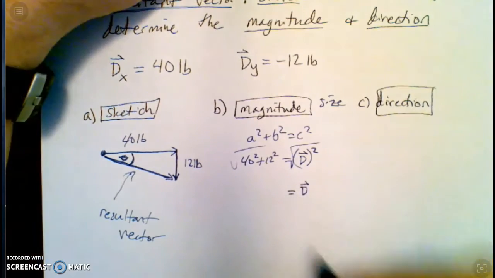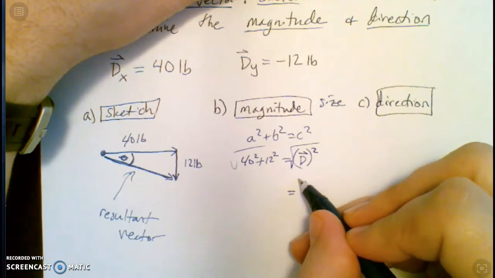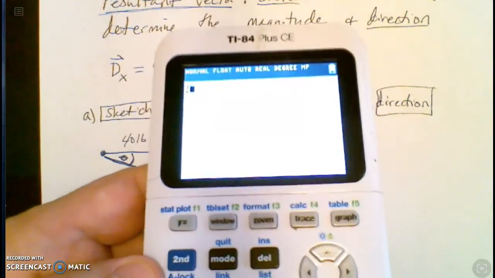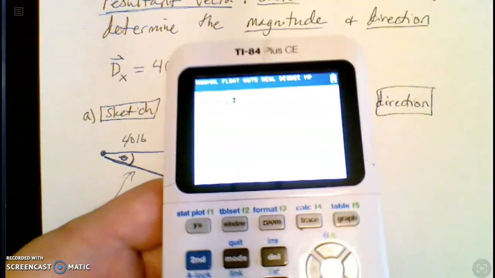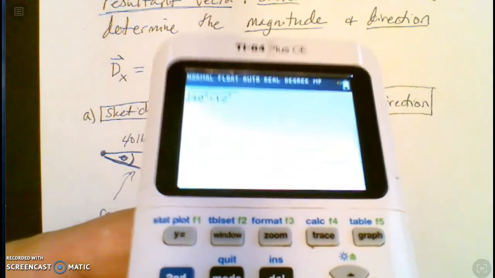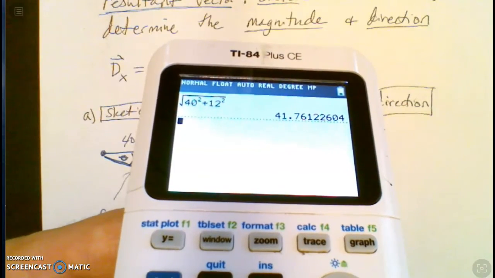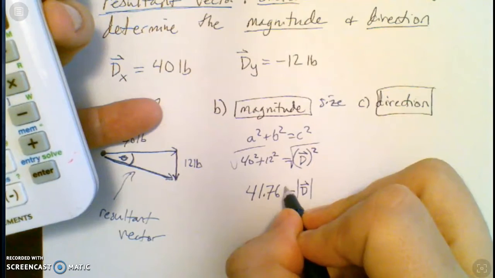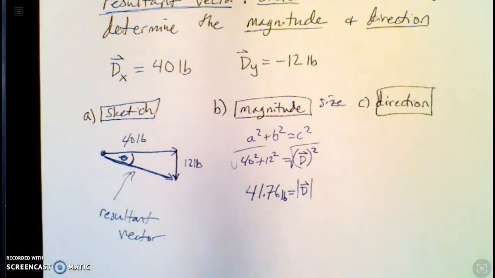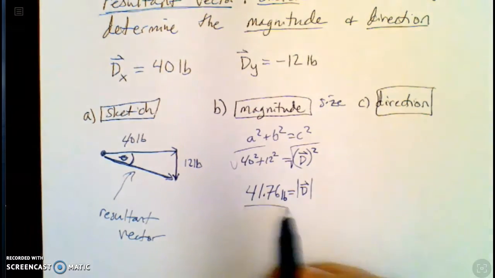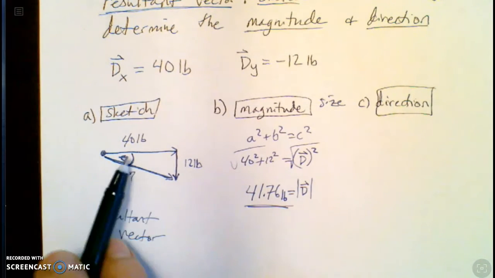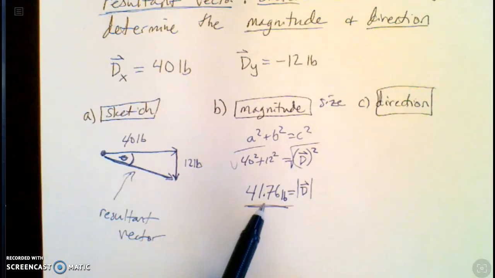So the size of vector d, I think in math when we do the size of a vector you do this, but that's not really important right now. I'm just going to do square root of 40 squared plus 12 squared inside a big old square root sign, and I get 41.76 pounds. So instead of pushing 40 to the right and 12 down, I could push with a 41.76 pound force at what direction?